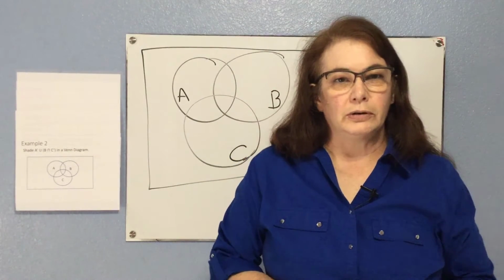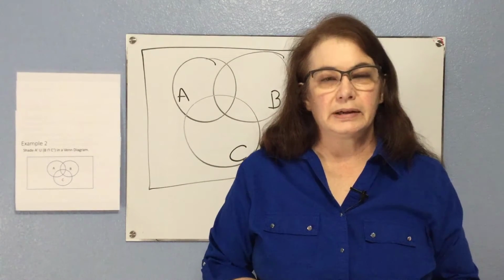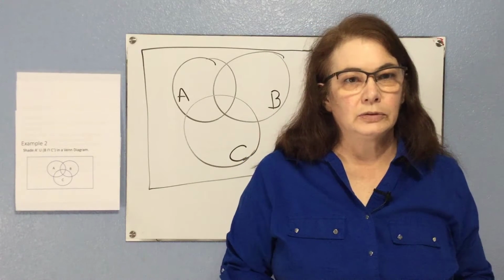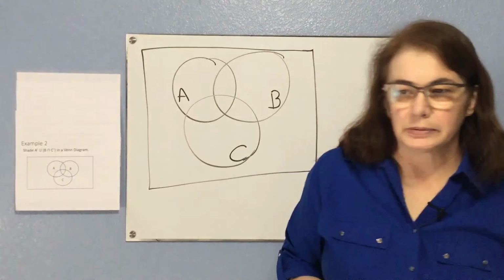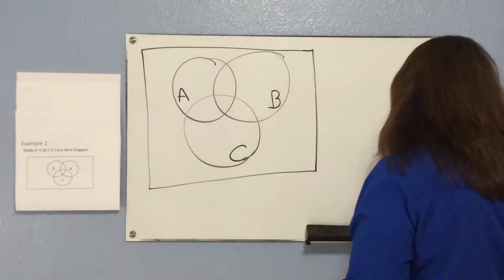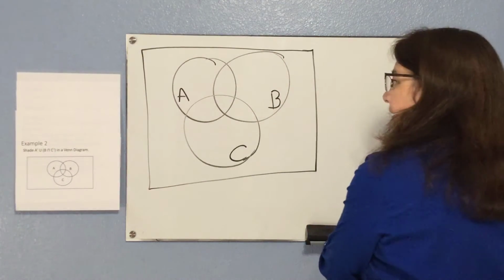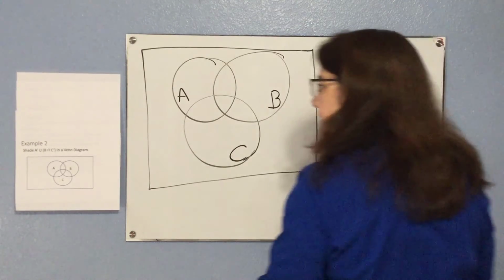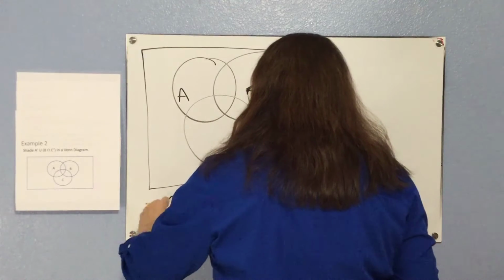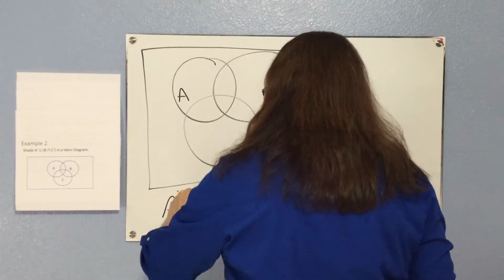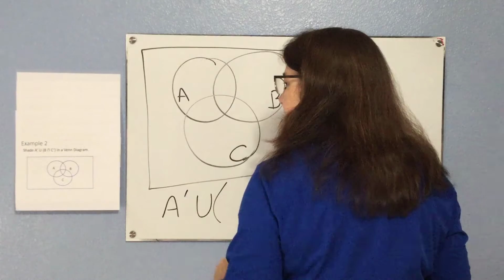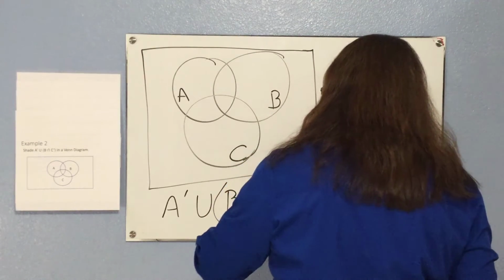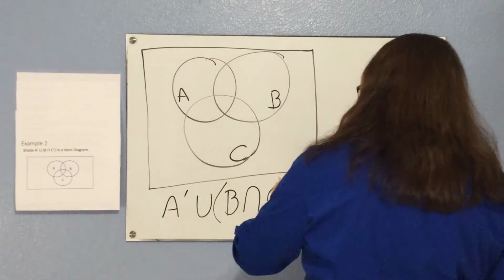Next, we're going to look at a Venn diagram that contains 3 circles, or 3 sets, and draw a combination of those. So here's my Venn diagram, and I'm asked to find A complement union parentheses B intersect C complement.